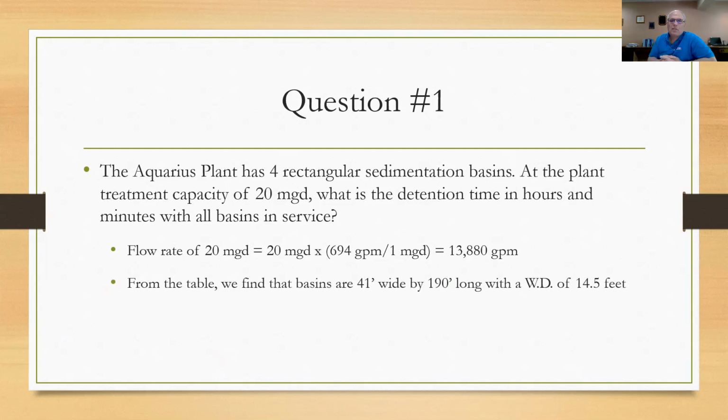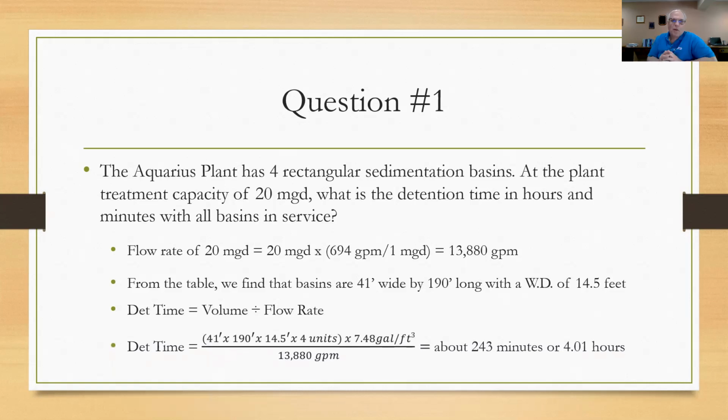I'm finding that the basins are listed as 41 feet wide, 190 feet long, and have a water depth of 14.5 feet. So on your exams, when you see W.D., that means water depth. It's how deep the basin is. They're listed as 14.5 feet. So now we have the 3 dimensions of the basins, and we know that there are 4 of them. But we can determine a volume. And we know the detention time equals the volume divided by the flow rate. So we can get that volume worked out here.